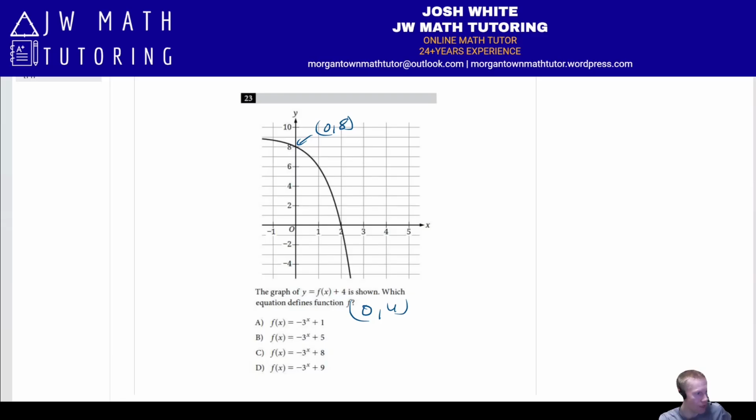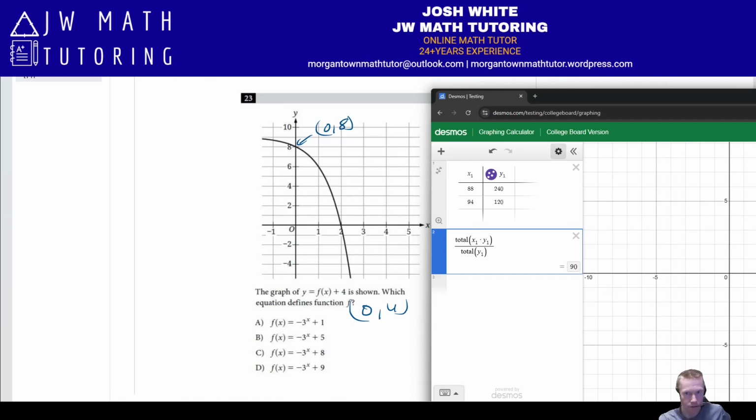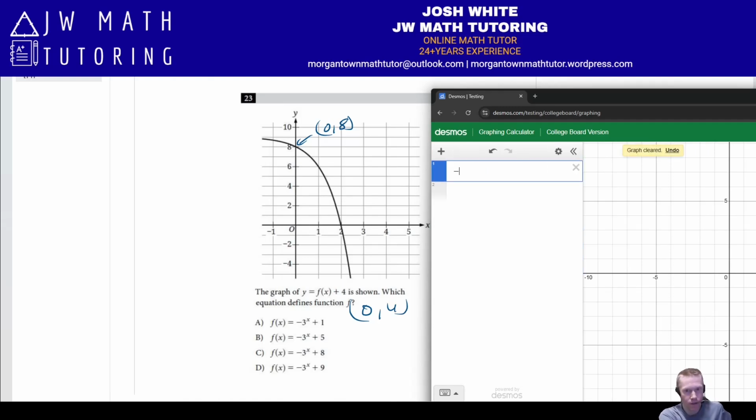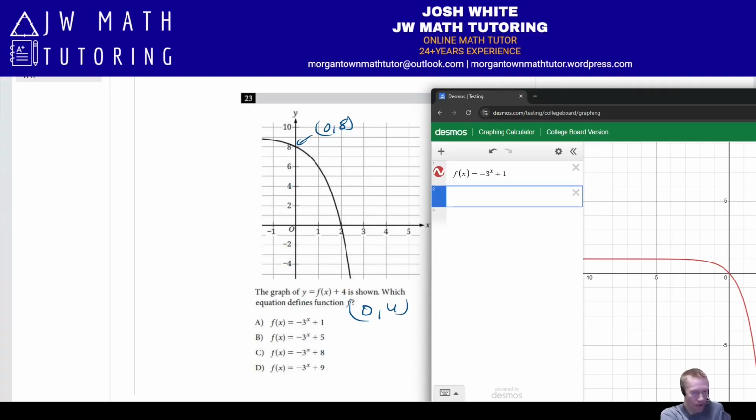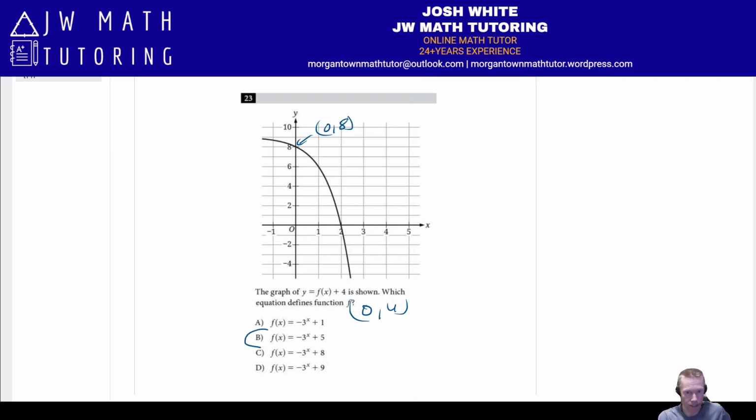So if you go to Desmos and do that, let's get rid of this. -3 to the x plus 1. Okay, so what we want is f of 0. Notice for the first answer choice, I get (0, 0). That is not correct. Second answer choice, notice I get (0, 4). That's what I'm looking for, and that's correct. And this is the correct answer right here. Okay, so that's one way you could do this.